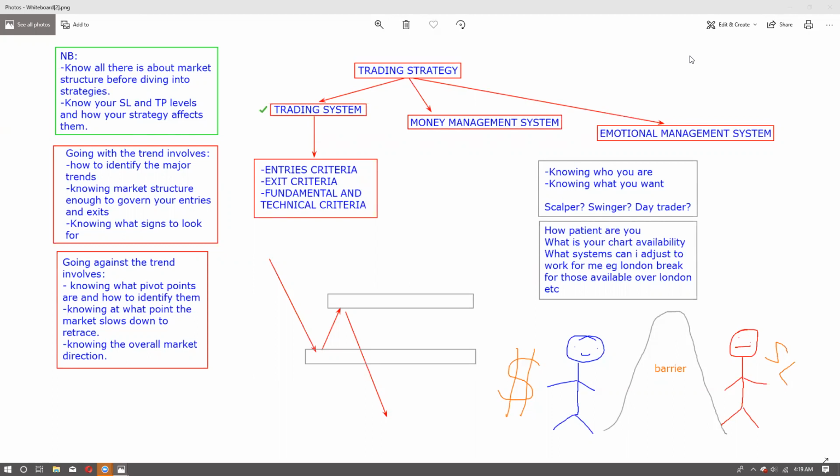So the first system that I would talk about is the trading system. This one involves the techniques that you're using to make money off the market. And then the second one is the money management system.